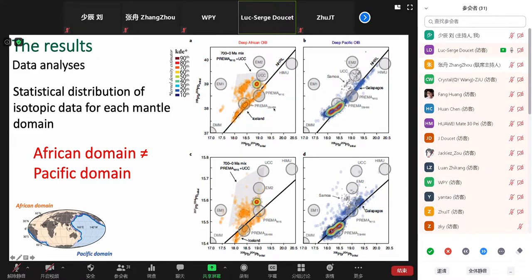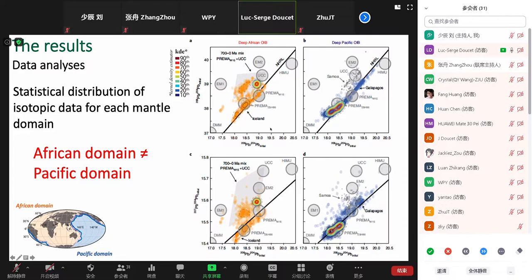We use the channel distribution of the data. Basically, using a MATLAB script, we use the channel distribution of the data and we try to represent where the maximum of the data is. And when you do that, you clearly see on these two diagrams that the African domain is very different from the Pacific domain for different isotopic systems, here and here.